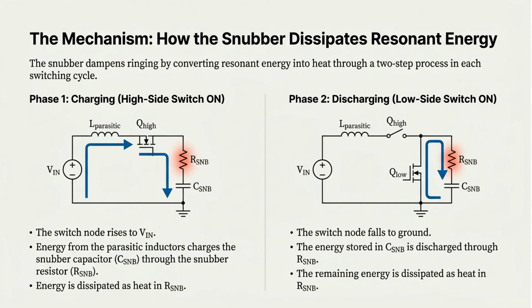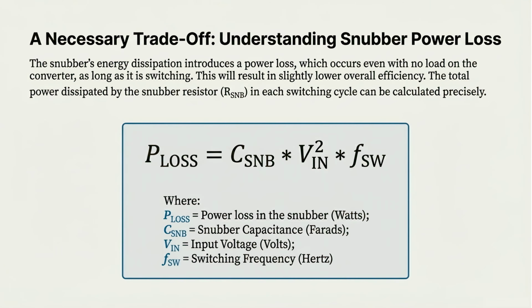The snubber dissipates resonant energy in a two-step process. In phase 1, the high side switch is on, and energy charges the snubber capacitor. In phase 2, the low side switch is on, and the stored energy discharges through the snubber resistor, dissipating energy as heat. Energy dissipation introduces a power loss, which impacts overall efficiency. The total power dissipated by the snubber resistor in each switching cycle can be calculated using the formula shown.